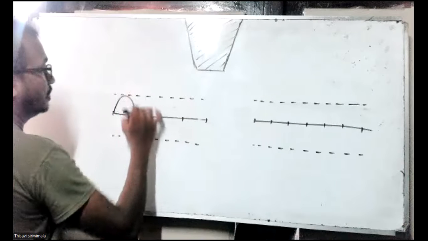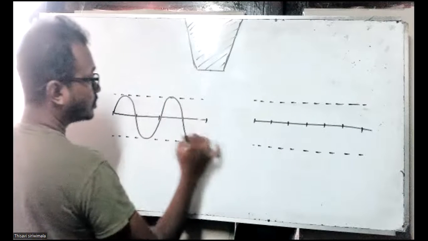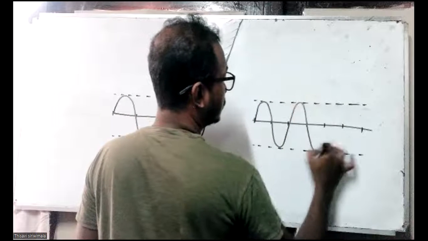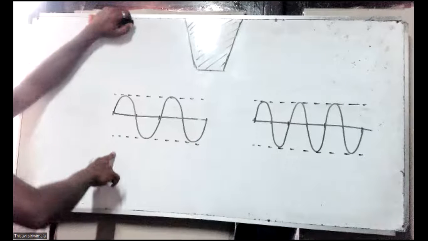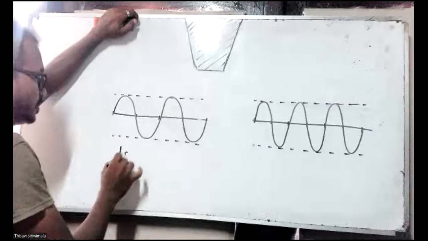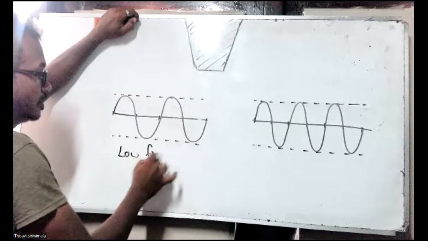So this will be the wave, and this is the other wave. So as you can see, here the wavelength is greater in this one than this one. So this is low pitch, low frequency.